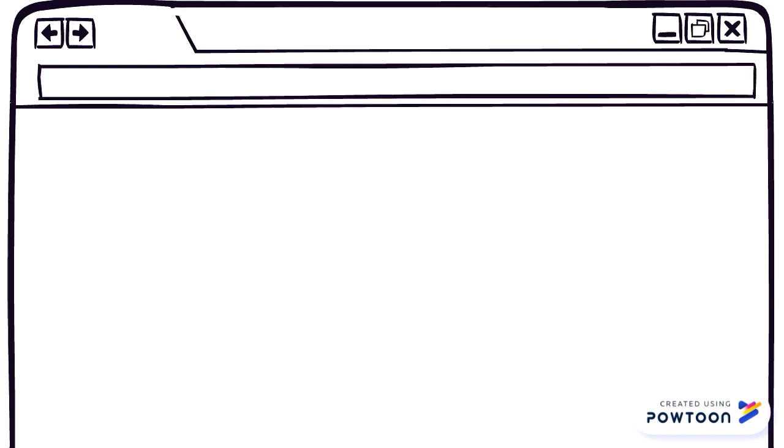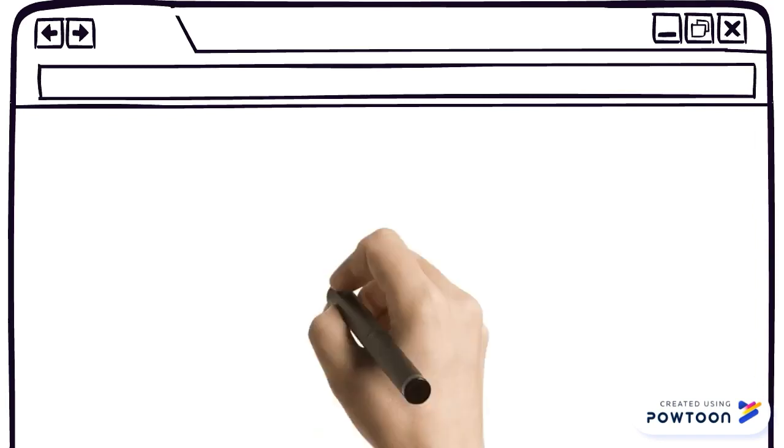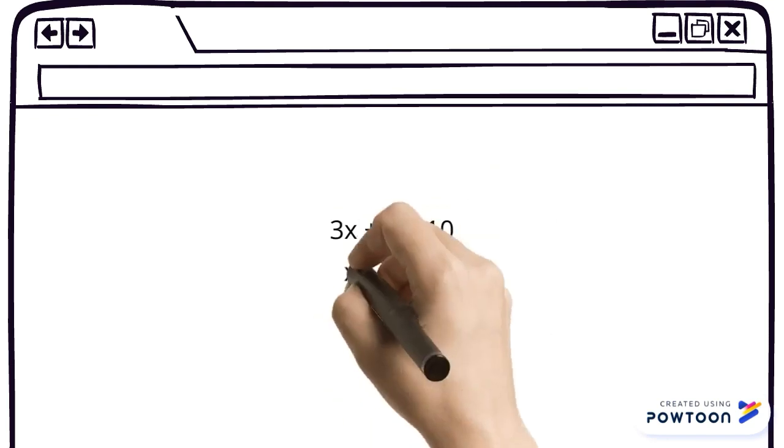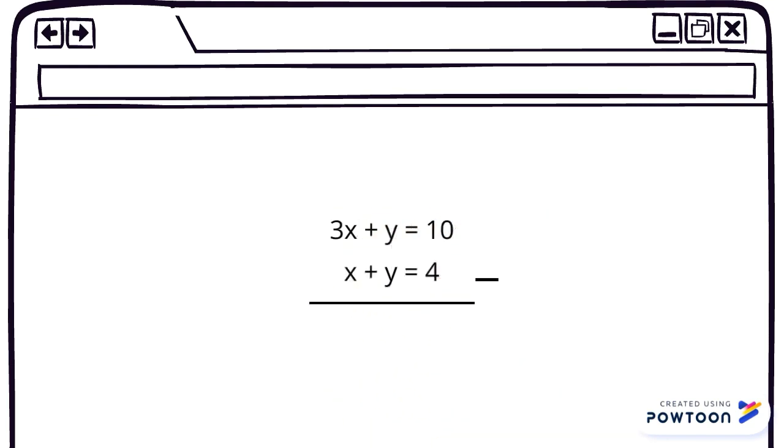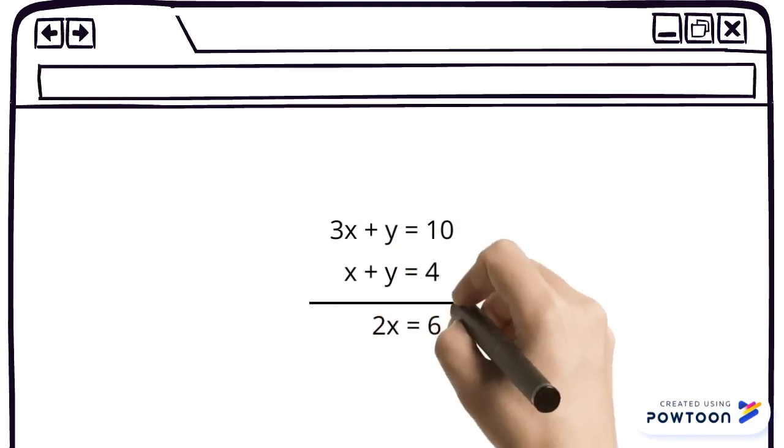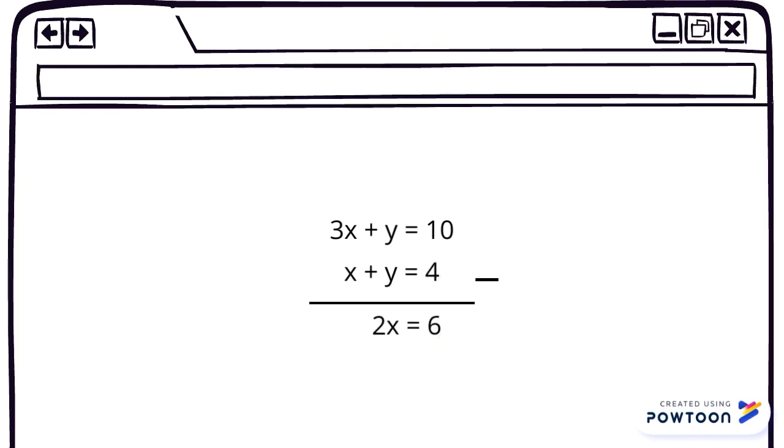To solve these equations, we will use a process called elimination. We are going to eliminate one of the variables by subtracting one equation from the other. We will write one equation on top of the other and draw a line underneath as with normal subtraction. So we eliminated the y term and now have 2x equal to 6. Dividing both sides by 2, we get x equal to 3.